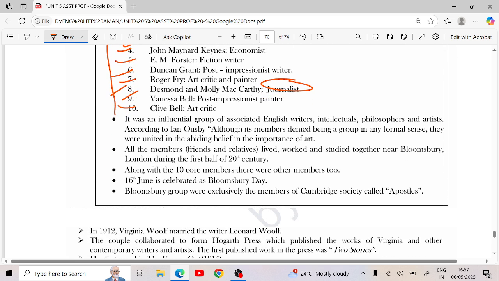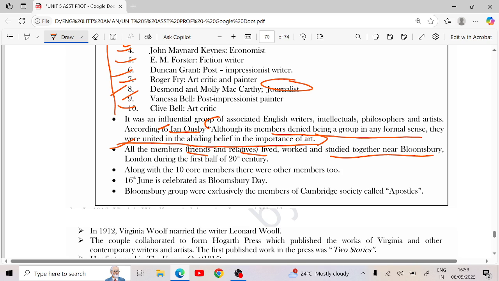It was an influential group of associated English writers, intellectuals, philosophers, as well as artists. According to Ian Osby, although its members denied being a group in any formal sense, they were united in the abiding belief in the importance of art. Maybe this particular line will be asked, and you may be given four options: according to whom? Ian Osby. All the members, friends and relatives lived, worked and were situated together.